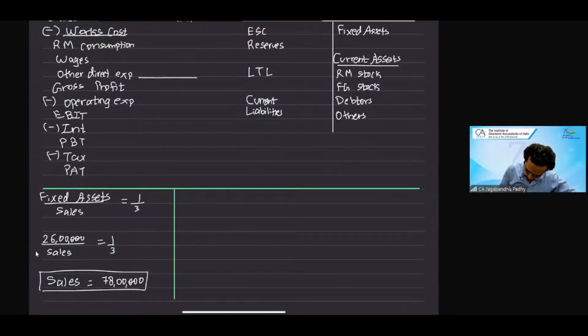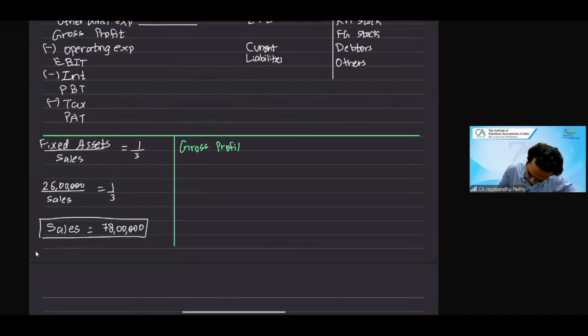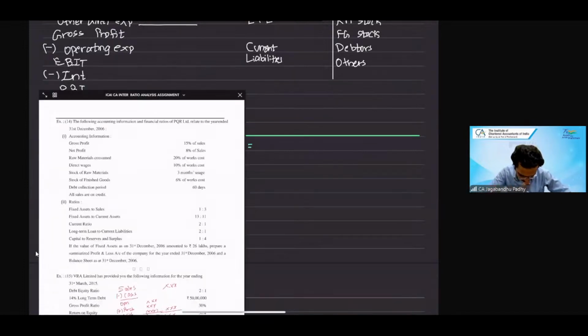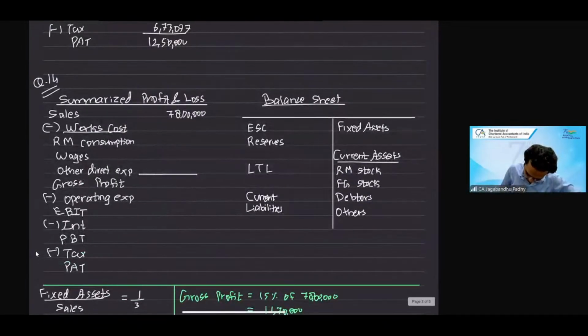Gross profit is actually 15% of sales. 15% of 78 lakh, right? So how much is 15% of 78 lakhs? 11 lakh 70,000. Yes, so we got the gross profit as 11 lakh 70,000.